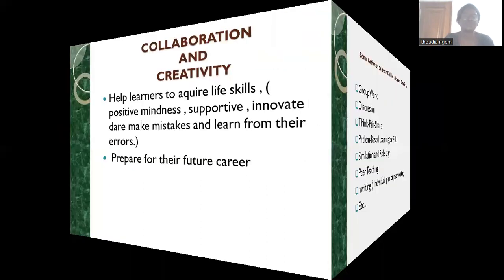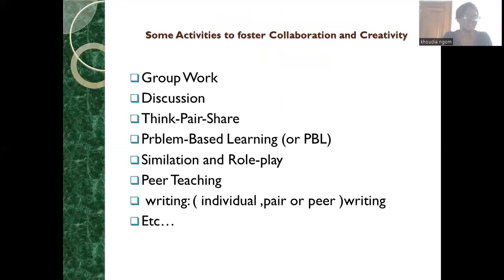Okay. Now, these are also some activities to foster collaboration and creativity. You know, there are so many activities that it is impossible to name or to list them all. What we can do is just give you some clues, and afterwards, those who are interested can go to the references I end up with, and you will see more.